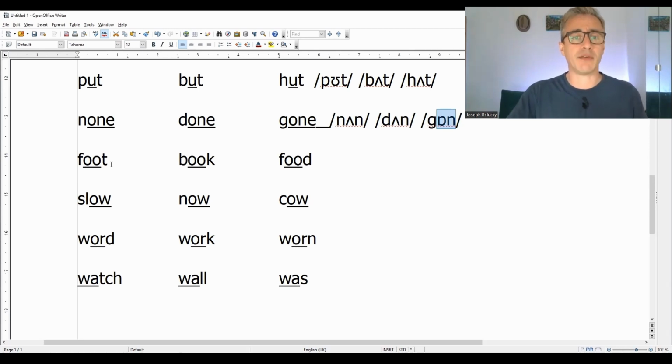And actually, the odd one here is a long vowel instead of a short vowel. So we have foot, book, food. Foot, book, food. Yep, that's it. This is the odd one out. So even though these words look very similar, the double O is very different. Here it's short. Foot, book. Food, oo.